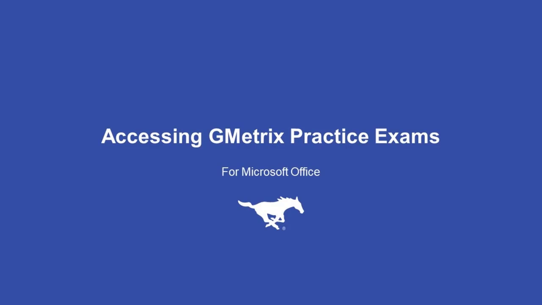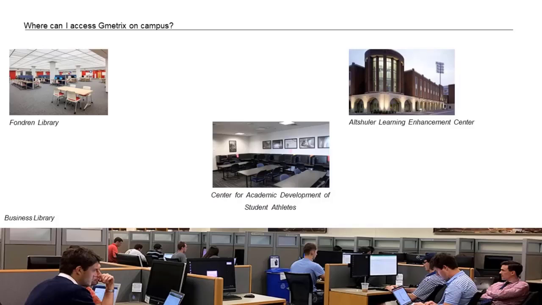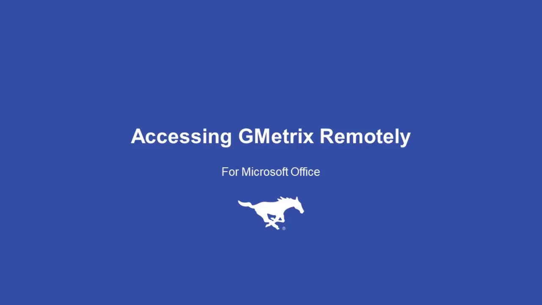Microsoft Office exams are offered on Office for Windows. The Gmetrics practice software works in a Windows environment only. If you would like to download Gmetrics on your PC, see the instructions contained in your Canvas course. Gmetrics is also available on any of the public PCs throughout Fondren Library, as well as in the Business Library, Altshuler Learning Enhancement Center, and the Center for the Academic Development of Student Athletes.